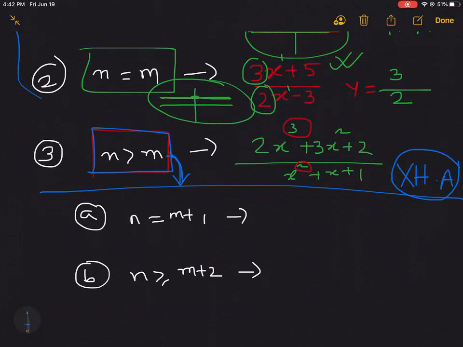And if the degree of the numerator is just one more than the degree of the denominator, then we'll say, yeah, we'll have an oblique asymptote, okay? And we'll also see how we can calculate that. That's quite sophisticated as well, but we'll see that, okay?